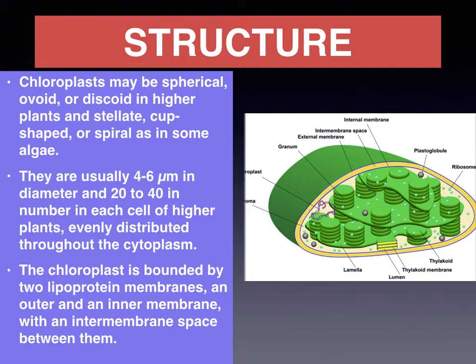So very basic. You can remember the shape, the size, and how many there are in number. You can always say that they are all double membrane. You can talk about the intermembrane space, about having a matrix, then the stroma and the grana. So this is all about the structure of plastid.